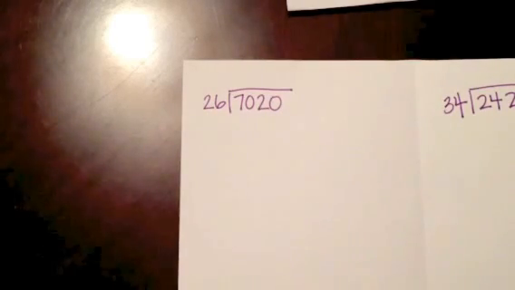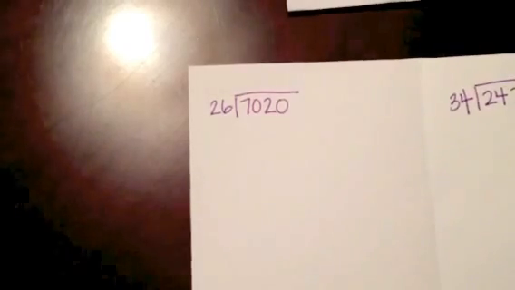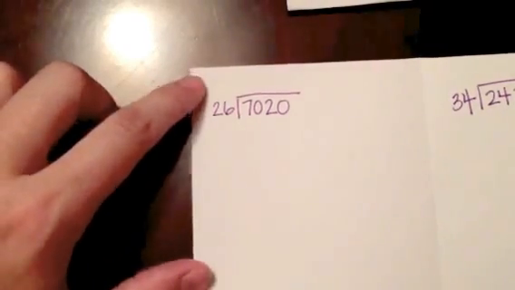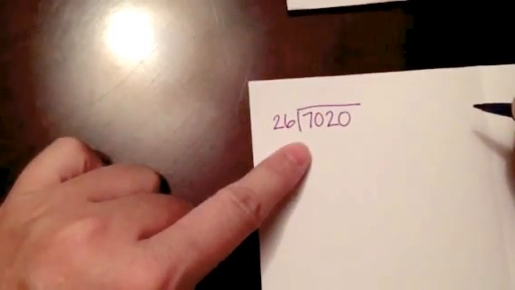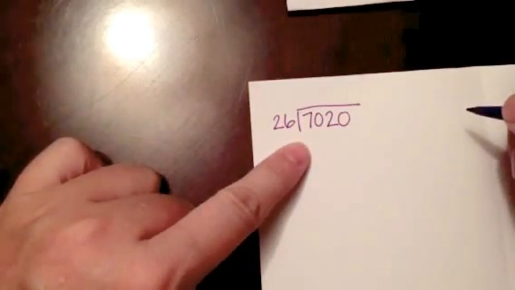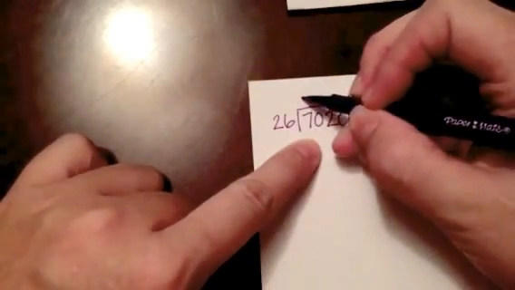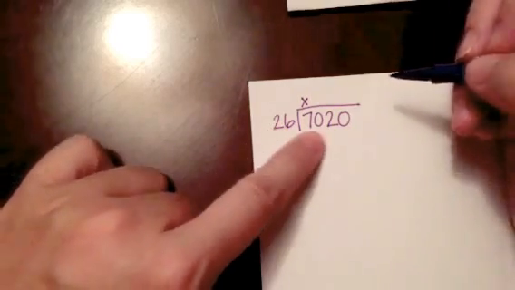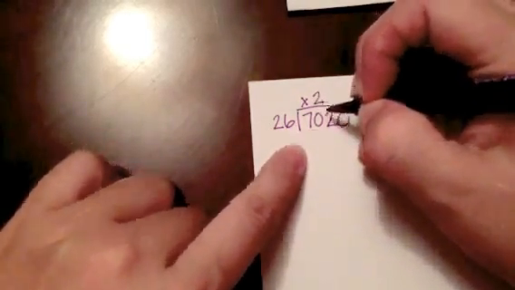All right, again, at any point in time that you're feeling confident, please do this on your own. Hit pause, and then when you're finished, you can unpause it and watch or walk through it with me. So here we have 7,020, and we are dividing it by 26. So 26 does not go into 7. So again, I'm putting that X there. 26 goes into 70 twice.